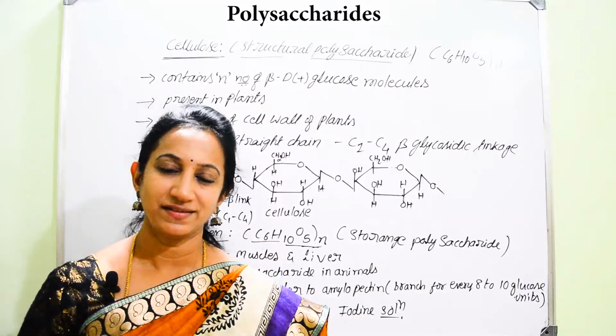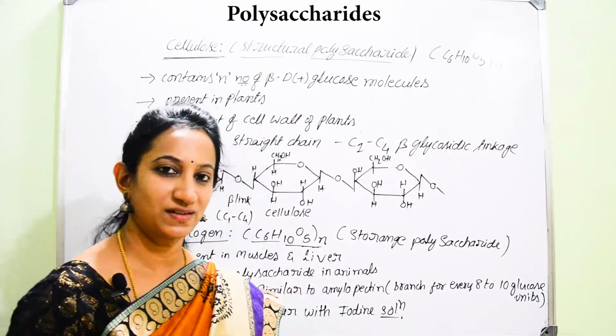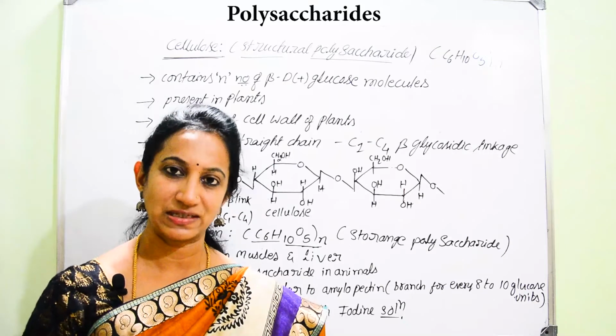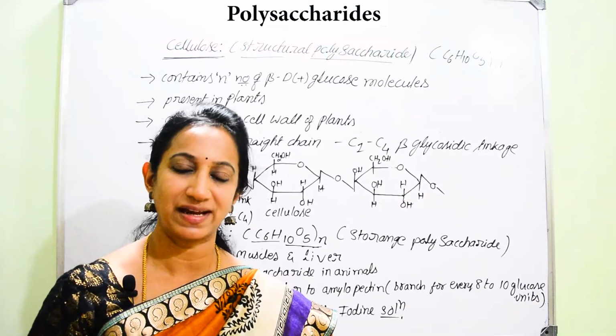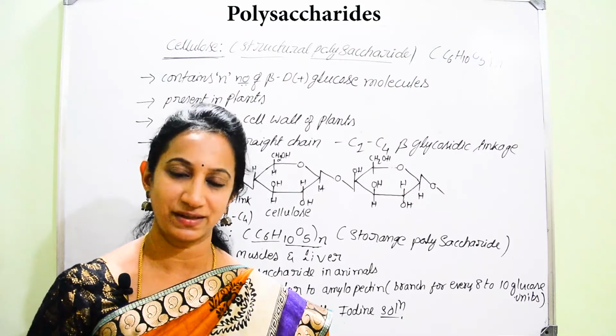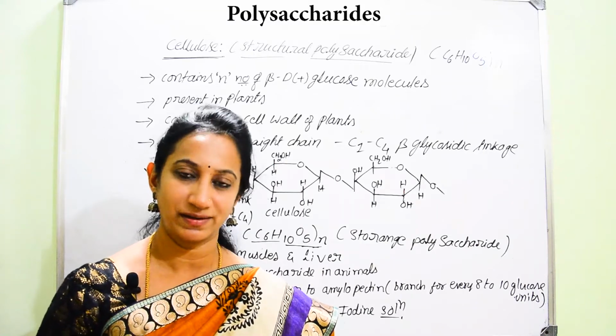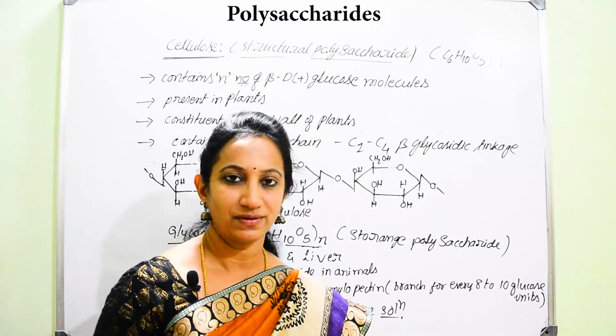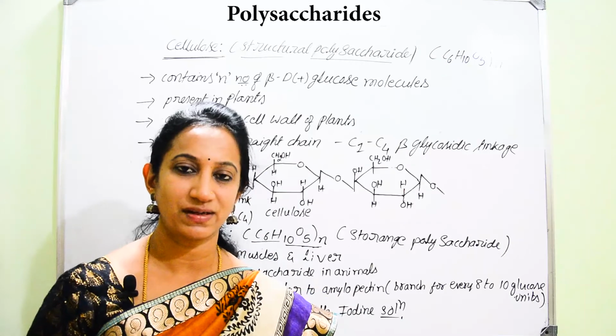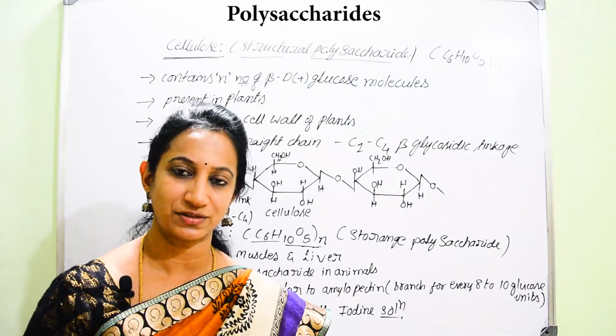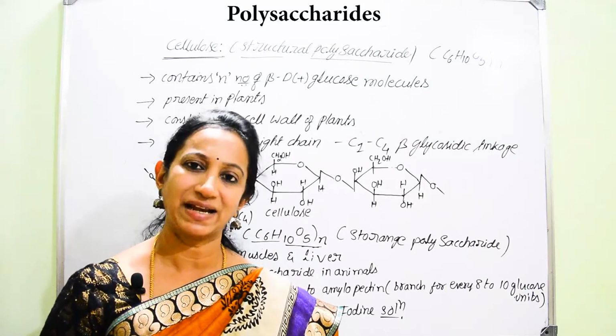The next polysaccharide is cellulose. If you consider cellulose, where do you find it? Cellulose is very abundant in plants. It is one of the important primary components present in the cell wall of plants. So you know that cellulose is a structural polysaccharide. It gives structural form to the plant parts.